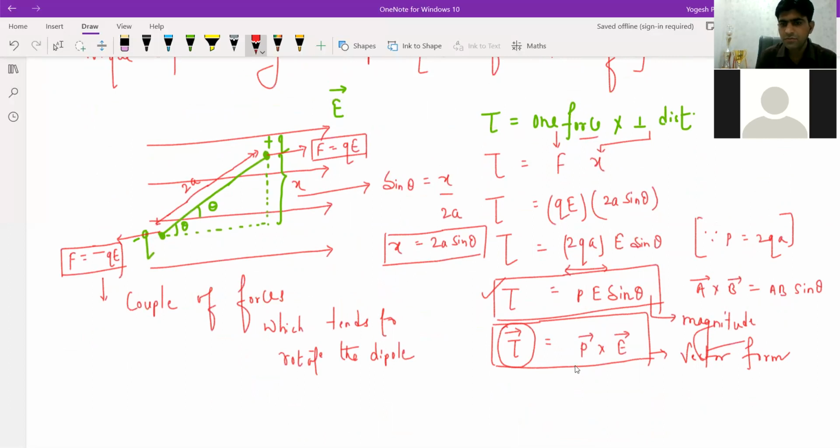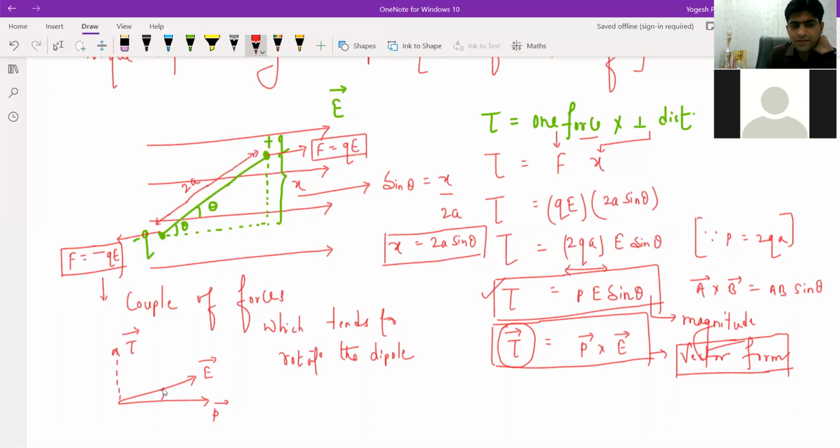Now, we need to have an idea about the vector algebra. In the last class, we were there in vector class also, na? So, in the cross product, what I told that this torque is equals to P cross E. That means torque will be perpendicular to the plane. If this is P vector and this is E vector, then this torque will be perpendicular to the plane containing P vector and E vector. So this will be the direction of torque.